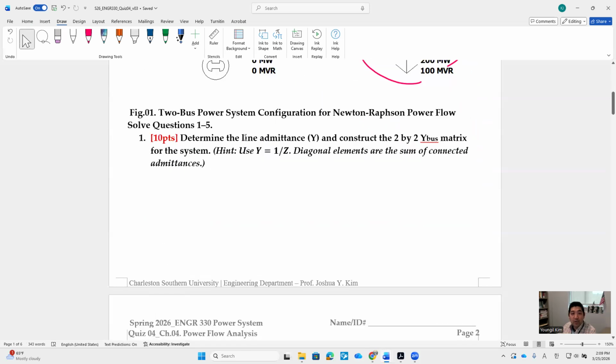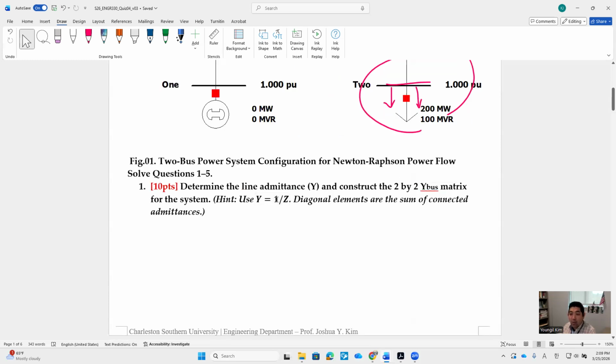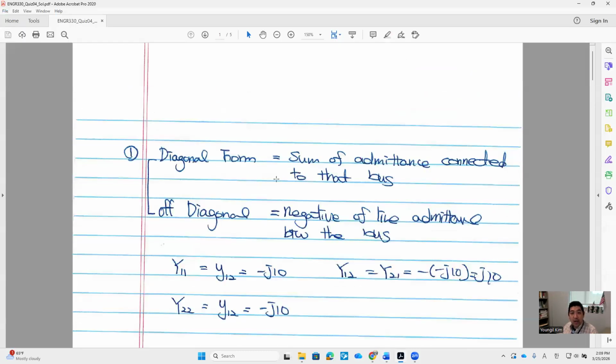So the first question: determine the line admittance Y and construct the two-by-two Y bus matrix for the system. It's two by two because there are only two buses. We learned before that Y is equal to 1 over Z. The diagonal elements are the sum of the admittances connected to that bus, for all the buses.